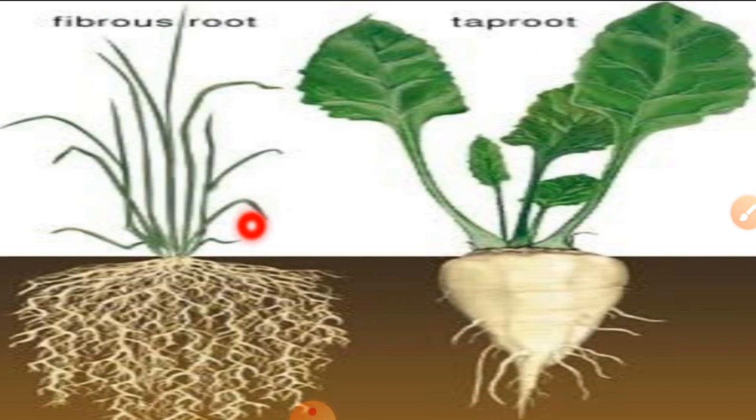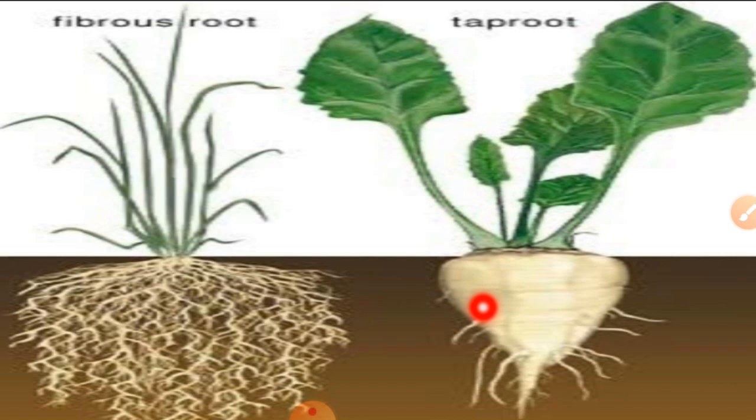The bunch of thin fiber-like roots is called the fibrous root, and the fine hair-like structures on the lateral roots are called root hairs. In the long leaves you can observe that they have a fibrous root and they have a parallel venation.